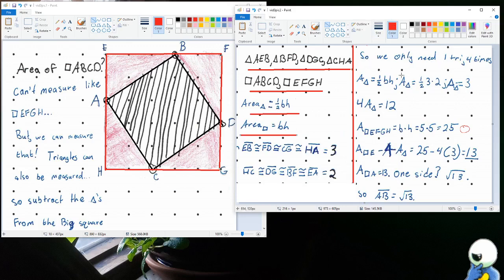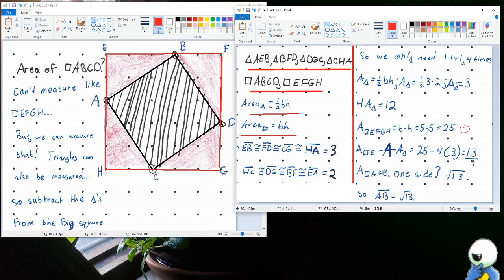Here we have that. We only need one triangle 4 times. Here's the calculation. We get 3 for the area of each of the small triangles. Multiply by 4 and we get 12. 12 square units for the total of the 4 red triangles. And let's figure out the big square here. The area of EFGH is its base times its height, which we said earlier was 5 times 5, gives us 25. Okay, not too bad.